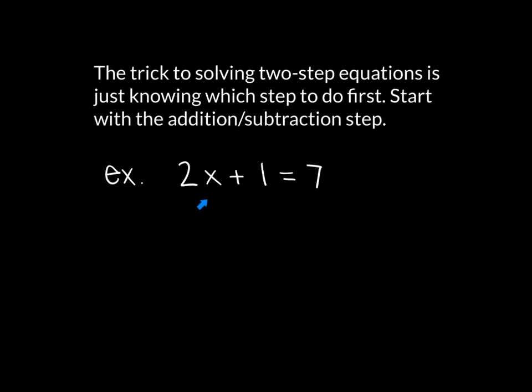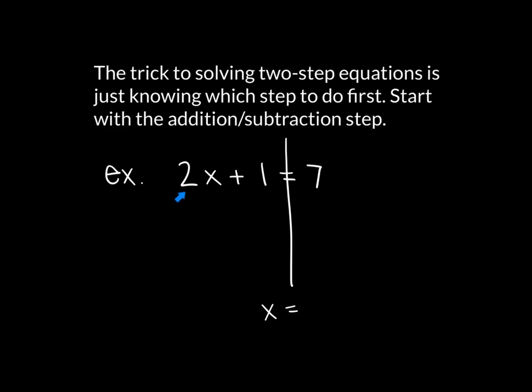Here we have 2x plus 1 equals 7. This means 2 times some number plus 1 gives us 7. Always start by drawing a line through your equal sign to separate the left and right side of the equation. At the very end, we want x equals something. The problem is this 2 and this 1.